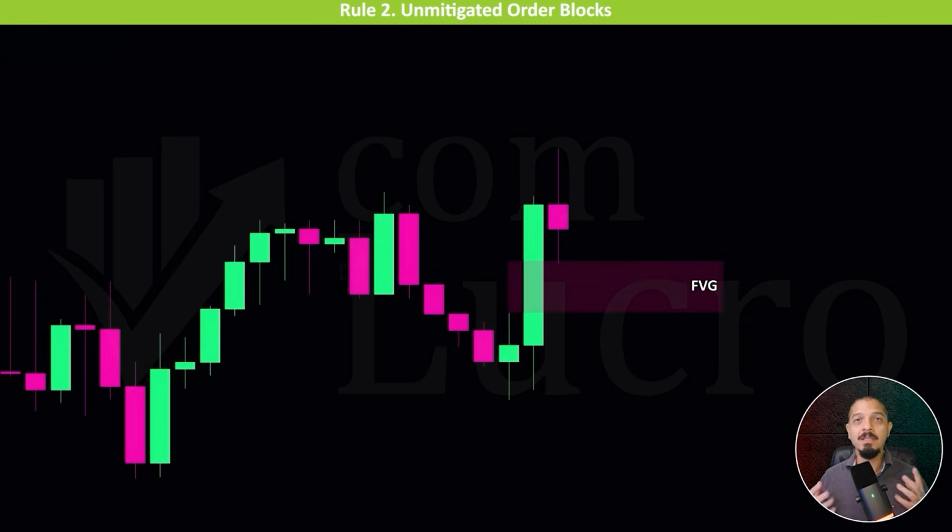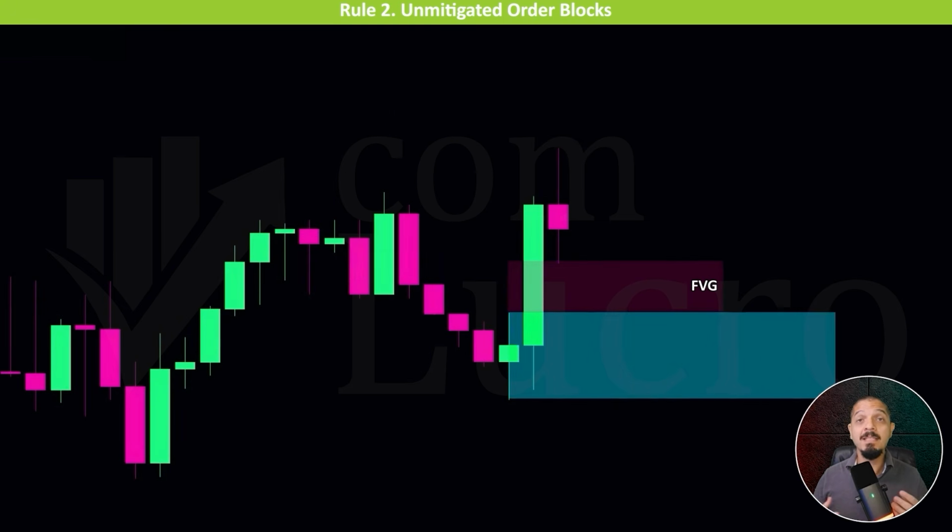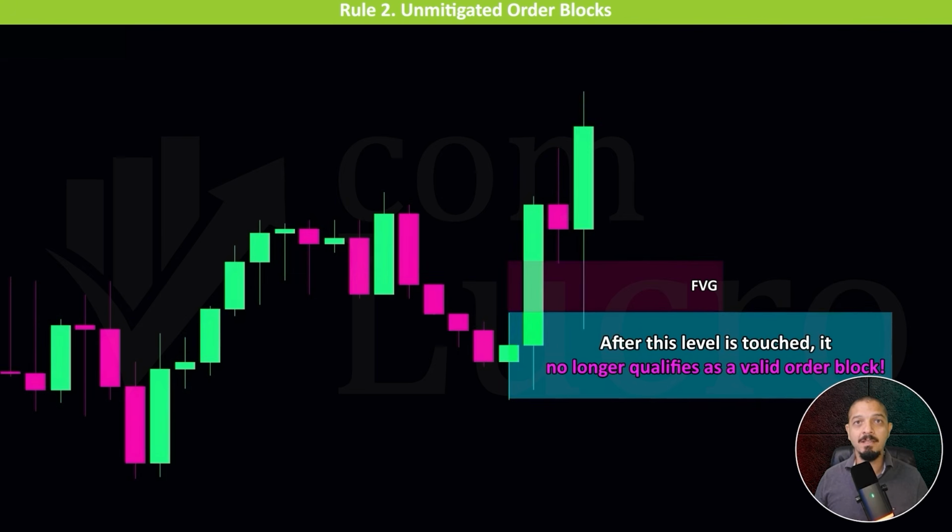To illustrate this, imagine you identify a gap or inefficiency on the chart and decide to mark it as an order block. If price later returns and touches that zone, even if only with a wick, the order block is considered tested. Once tested, it is no longer valid and should not be treated as a fresh order block. Although there are approaches that reuse mitigated order blocks, those will be discussed in other videos. For now, the key idea to remember is that order blocks are generally treated as a one-time use.